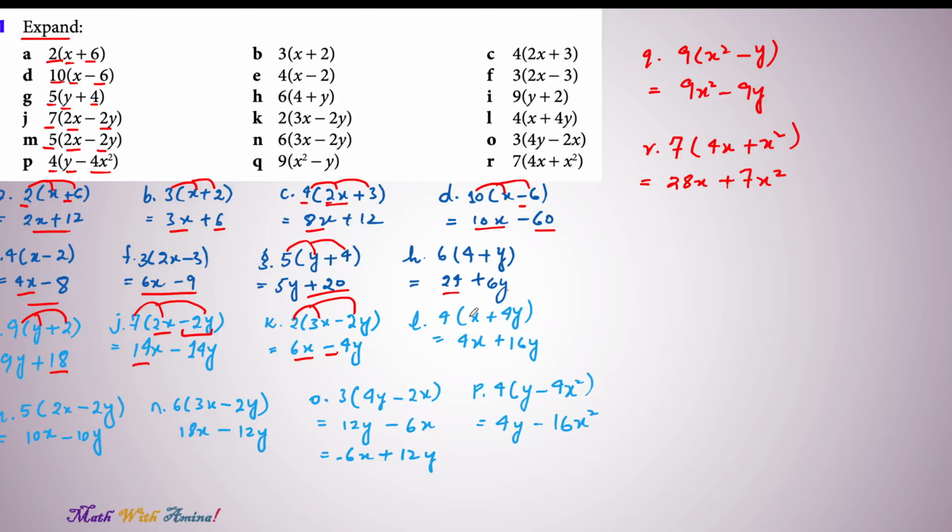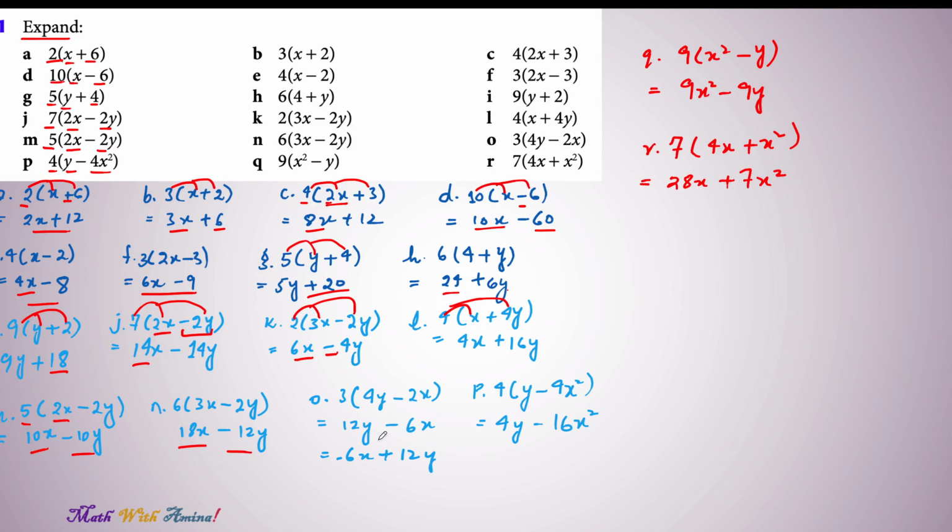Next we have 4 multiplied by x is equal to 4x. 4 multiplied by plus 4y, 4 multiplied by 4 is equal to 16, so we will get 16y. 4x plus 16y. Next we have 5 into 2x, 5 into minus 2y. So 5 multiplied by 2x is equal to 10x. 5 multiplied by minus 2y is equal to minus 10y. 6 multiplied by 3x is equal to 18x. 6 multiplied by minus 2y is equal to minus 12y. 3 multiplied by 4y is equal to 12y. 3 multiplied by minus 2x is equal to minus 6x.